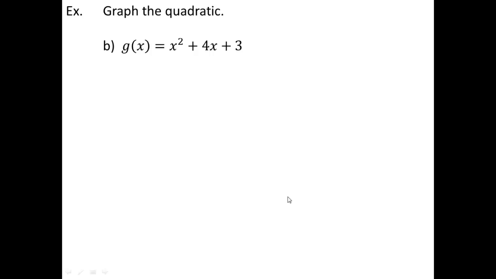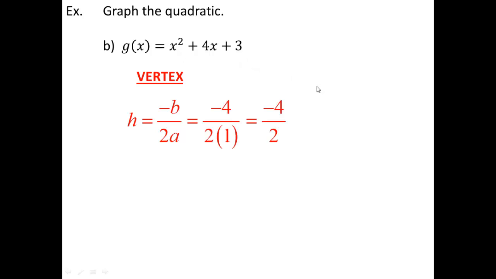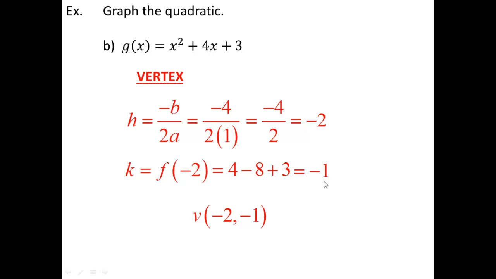All right, let's look at g of x equals x squared plus 4x plus 3. We'll start by finding our vertex using our vertex formula, negative b over 2a. So the b value is 4. In this case, the a value is 1. So it simplifies to negative 2. So h value of negative 2, plug it back in to get your k value. It's going to be 4 minus 8 plus 3, so we get negative 1. So negative 2, negative 1 is our vertex, and since the a value is 1, we're going to be opening up with our normal odd number pattern.